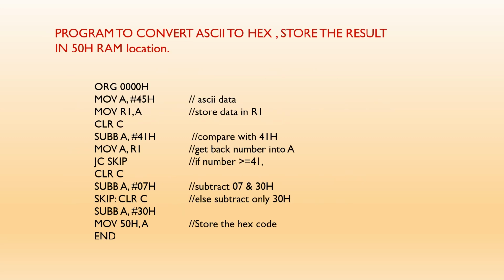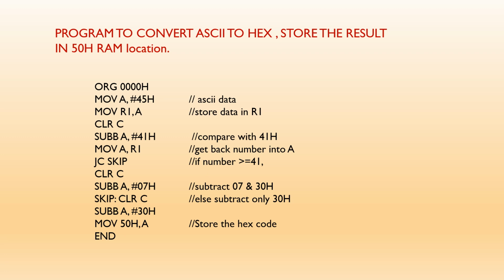We'll see a program to convert ASCII to hex which stores the result in RAM location 50. I've taken the data 45 into register A using the immediate addressing mode, MOV A, #45. A copy of it is kept in R1. Because we are using the compare operation, which needs to be done with the subtract instruction, the content of A will be altered once I use the subtract instruction, so a copy of A is maintained in the R1 register.